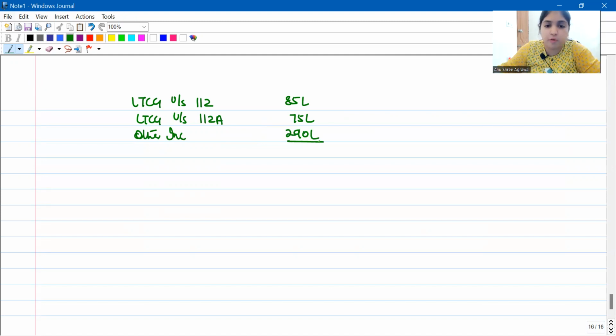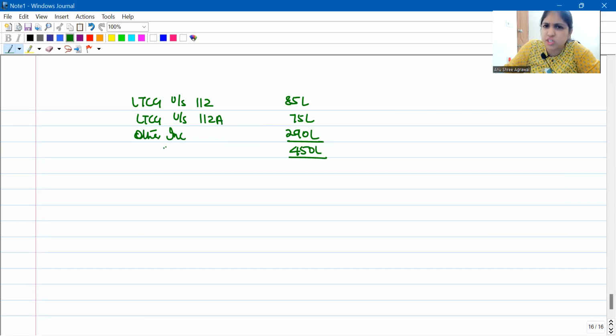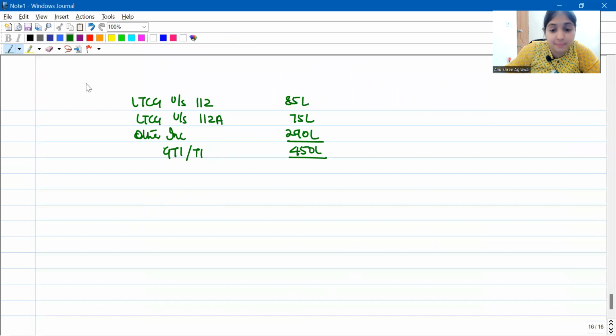So the total income of Mr. Rishabh is 4 crore 50 lakhs. No Chapter 6A deductions and all, so this is GTI also, total income also. What are they asking us? What would be the tax liability for assessment year 23-24, assuming Mr. Rishabh has opted for 115 BAC? Shall we begin? Let's get to work. With 115 BAC, we have to calculate his tax liability.